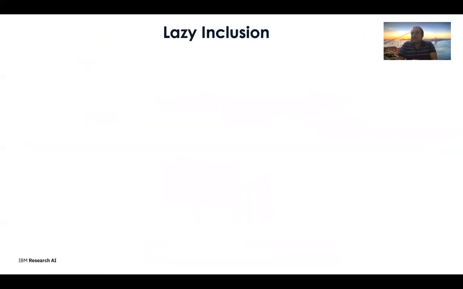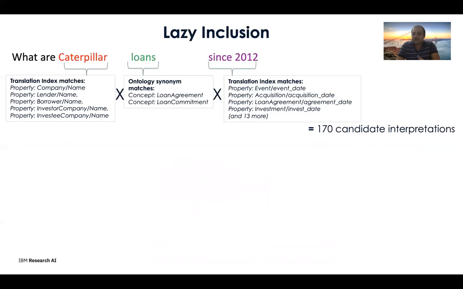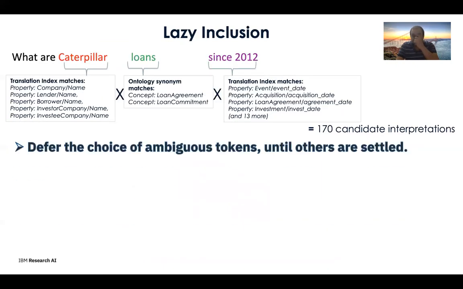The second idea is lazy inclusion. Here, the problem is again the same, but we defer the choice or this mapping for ambiguous tokens until the other, non-ambiguous tokens are settled. So what happens is, out of the 3 tokens, Caterpillar, loans, and since 2012, loans still has a relatively small number of choices, so it is kind of non-ambiguous. So loans get matched to the 2 possibilities that it has.